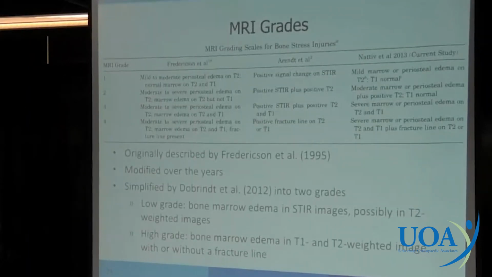But the nice thing about MRI is that there is a grading system that we use, and I think the grading system is going to prove to be helpful as we deal with athletes that have higher levels of competition, where we're more concerned how hard can a person go and how long will it take them to get back. So the Fredericson grading system is the most commonly used. It's been modified a little bit over the years, but essentially what I like to look at are these low-grade or high-grade stress reactions of the tibia.